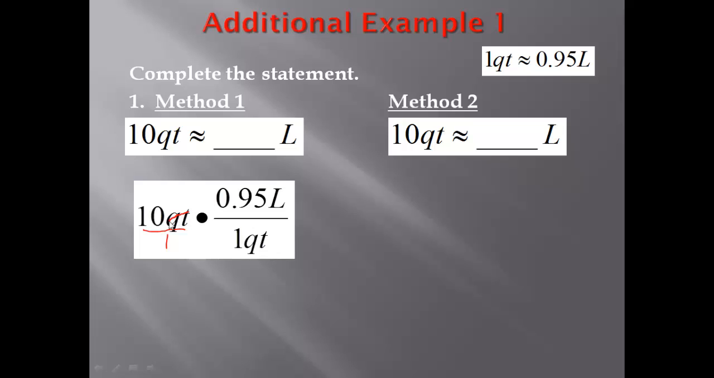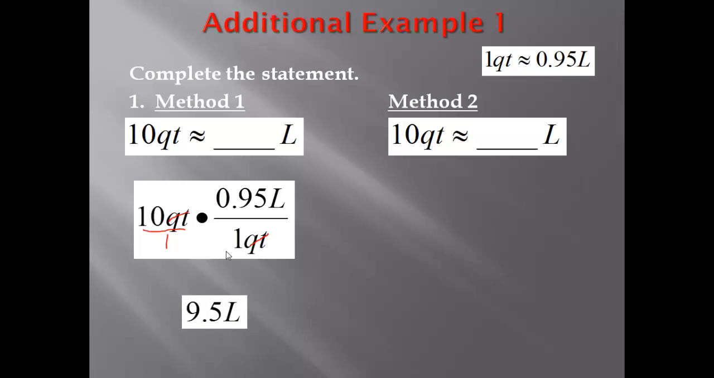The quarts will cancel out, and so all we'll be left with is liters. To solve this, we'll multiply 10 times 0.95, and on the bottom we'll multiply 1 times 1. 1 times 1 is just 1, so we don't have to worry about the bottom. And then we can use our calculator to do 10 times 0.95, and we're going to get 9.5 liters.